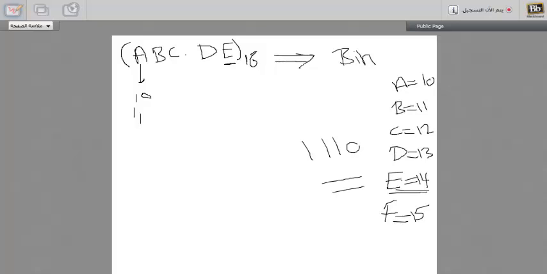Now the D, in the same manner, the D is 13, so what is D? Exactly correct, yep, 13. 13 is 1, 0, 1, 1, because these will be 12, 8, and 4. 12 and 1 is 13. Now, what do we do next?